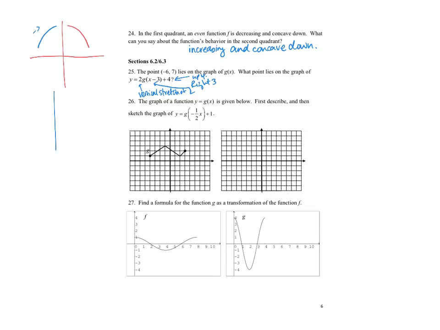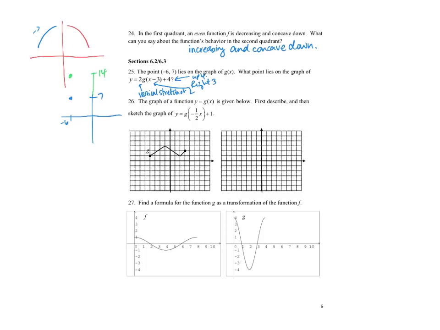So let's take our point here, and we'll just plot it. Let me make my axes. So we have -6, 7. So there's my point there. First I'm going to do a vertical stretch of 2, so I'm going to multiply that y value by 2. So that's going to be -6, 14.